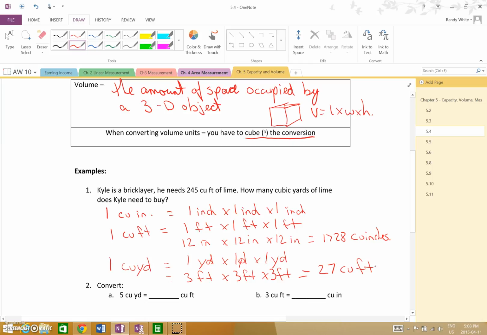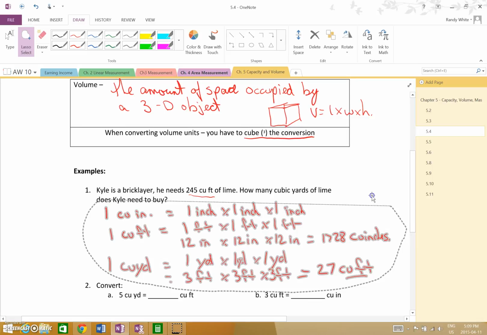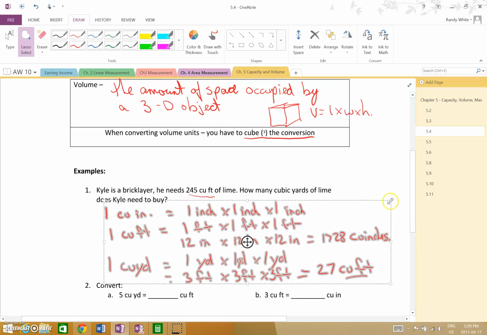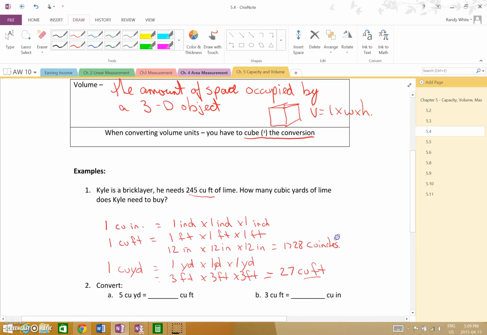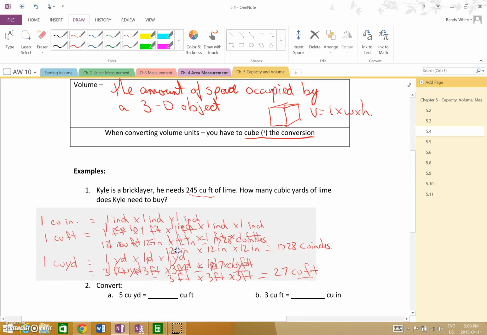So if I want to know, he's got 245 cubic feet of lime, how many cubic yards is that? So I'm going from cubic feet to cubic yards. So I'm going to be dividing because I'm going right to left. So let's try this out here. See if I can shrink this down for us, and move it over.